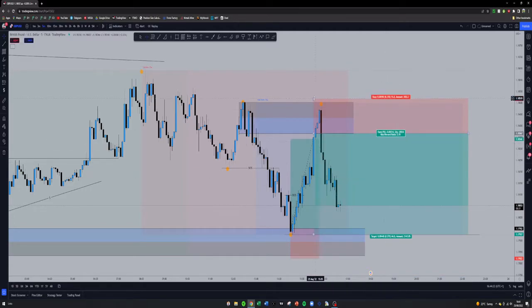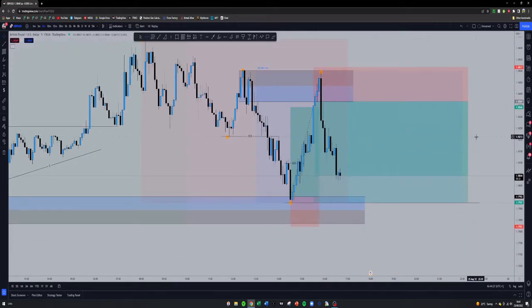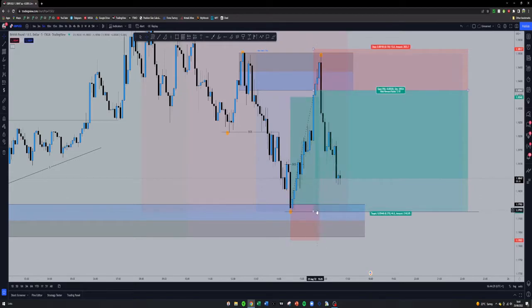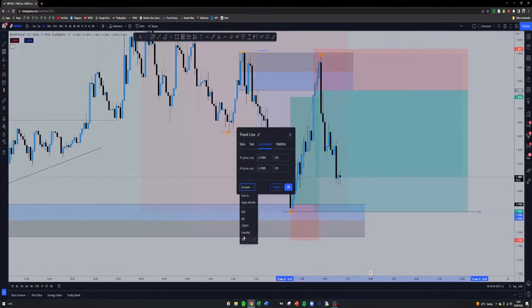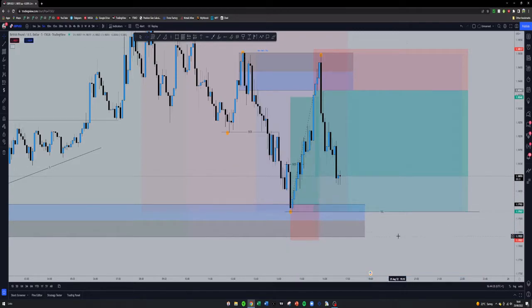Stops are rolled, so stops are at break even right now. So risk is off, and we'll just await the take profit, which is this sell side liquidity. So just a live trade review.